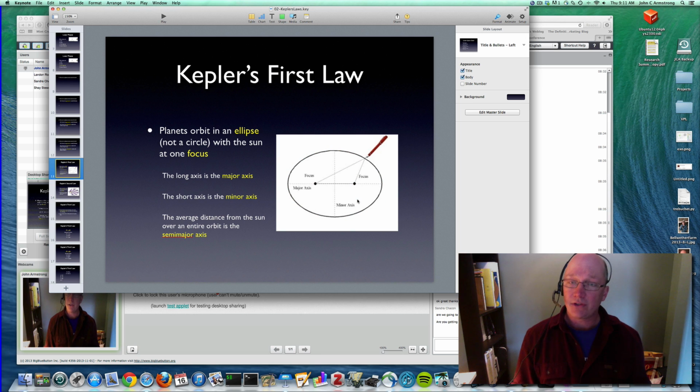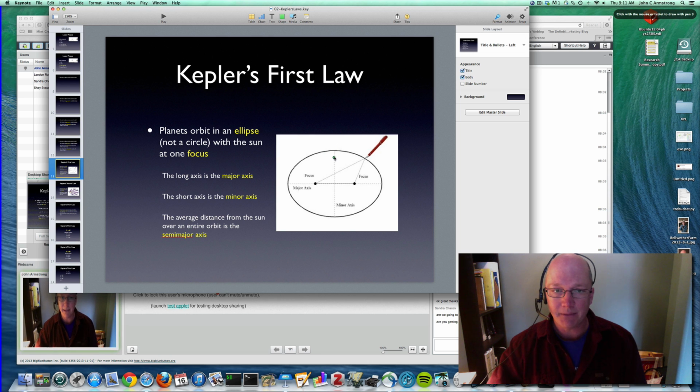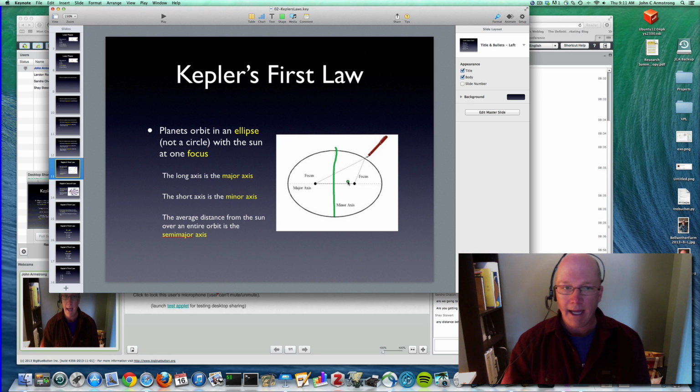And a circle is a special kind of ellipse where both foci are in the center. So if you take both of those foci and move them to the center of the ellipse, then you have a circle. There are two parts of this ellipse. There's the minor axis that goes this way, and the major axis.